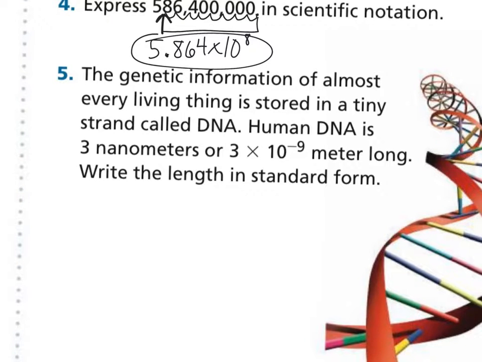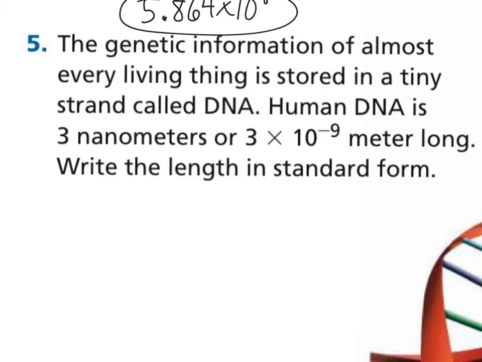Number 5, genetic information of almost every living thing is stored in a tiny strand called DNA. Human DNA is 3 nanometers, or 3 times 10 to the negative 9th meters long. Write the length in standard form. Okay, so there's our decimal right now, times 10 to the negative 9th. We need to figure out how many places we're going to move our decimal and what direction. So we would actually want to move the decimal 9 places to the left.